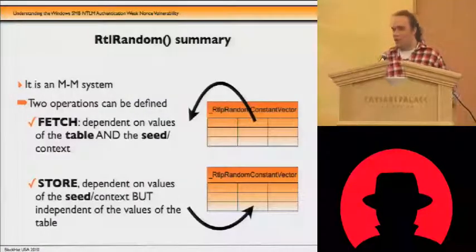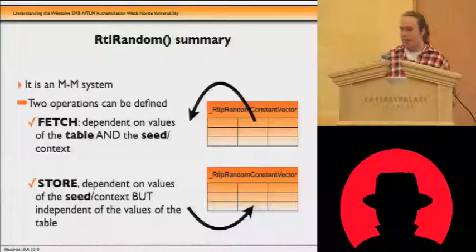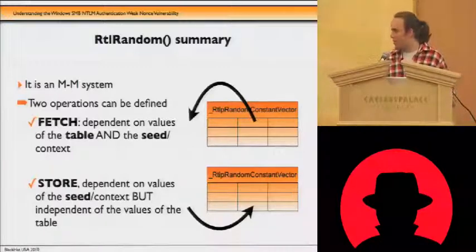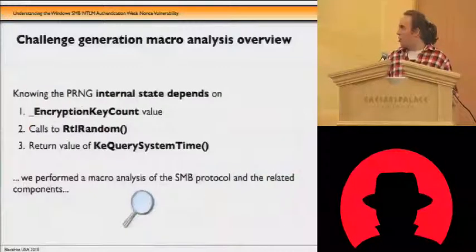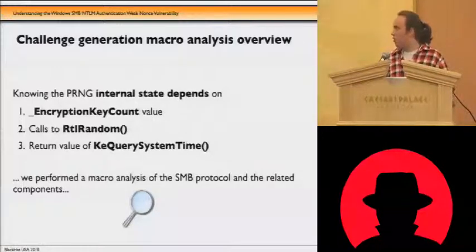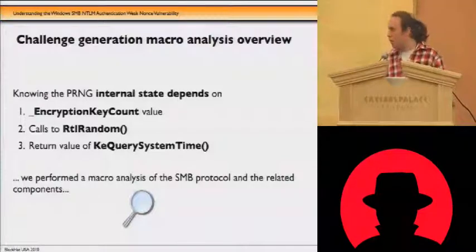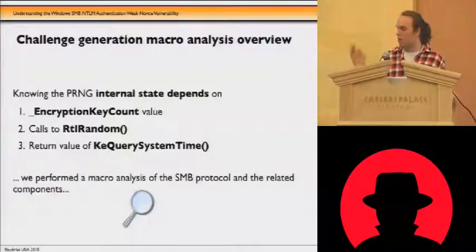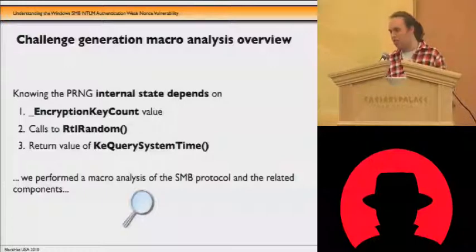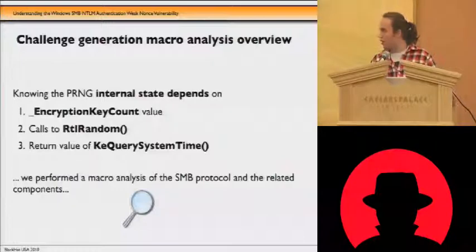So we know that RTL random is an M&M system, so we can define two operations. A fetch operation that is dependent on the value of the table and also the seed, and a store, which is only dependent on the seed, but is independent of the values of the table. So we're trying to understand what's happening between the different factors. First, what happens with the encryption key count value, if we can predict it; what happens when calling RTL random multiple times, if it changes the internal state of the vector; and also the return value of the query system time.